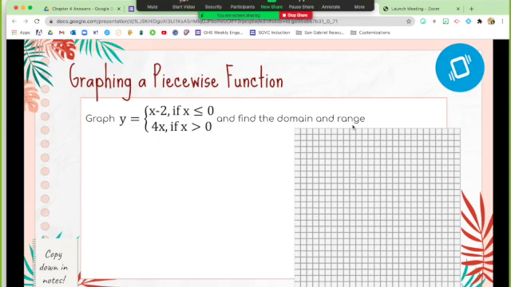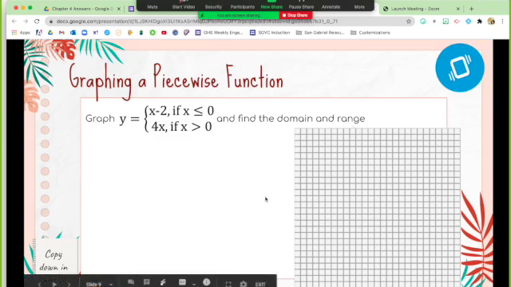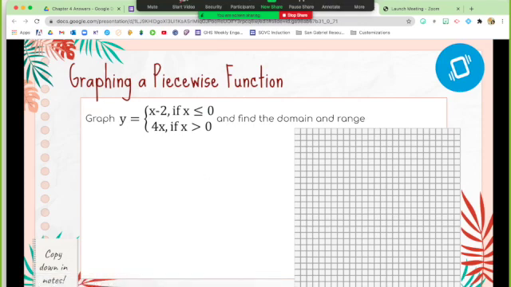Next part is asking us to graph a piecewise function. Now that we know how to evaluate, we want to know how to graph a piecewise function. So we have the two equations given to us. The two equations that are given to us here are y equals x minus 2 if x is less than or equal to 0. The other equation given to us is y equals 4x if x is greater than 0.